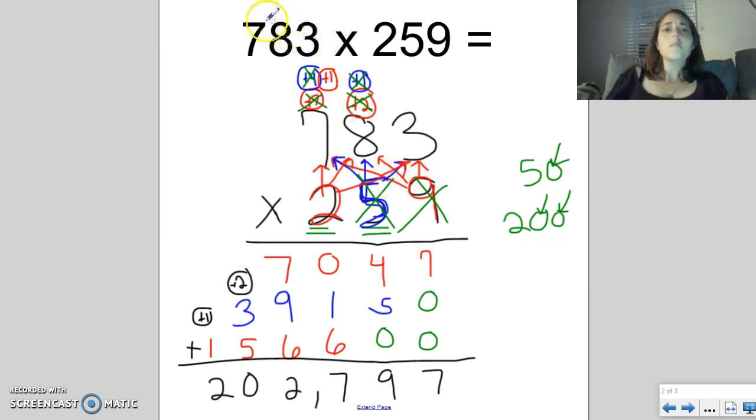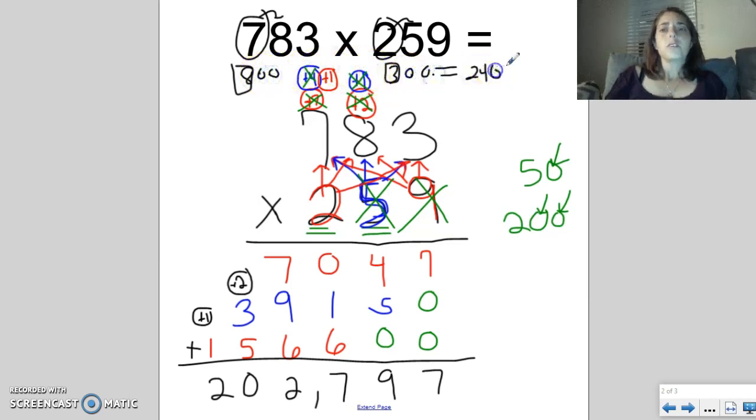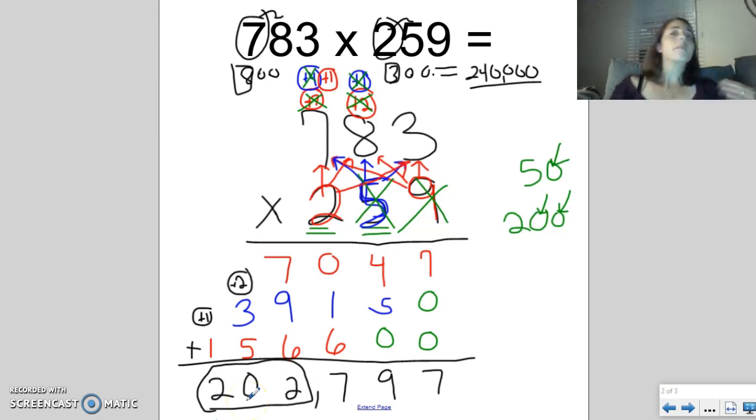202,797, which seems really big, except we're dealing with big numbers. 783 is close to 800, and 259 is close to 300. And when I estimate, obviously I have some bigger numbers here. So I have 8 times 3 is 24, and we have 1, 2, 3, 4 zeros all together. And you can see that my estimate of 240,000 is really not that far from 202,000. I didn't make some drastically humongous mistake.